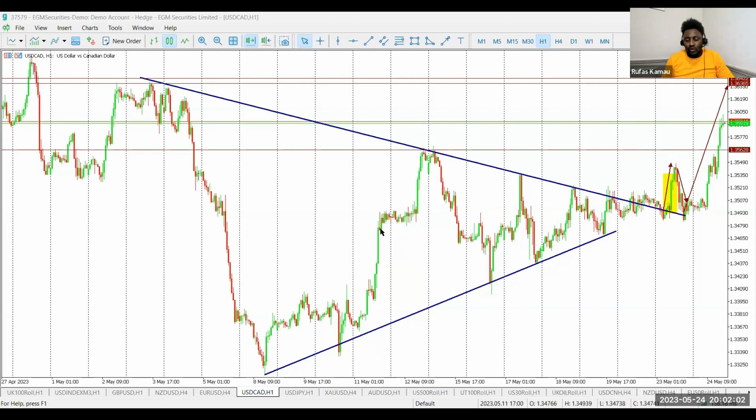So we'll be looking to understand the key technical price action patterns that tend to dominate the gold prices, as well as oil prices. We'll also be looking at a couple of indices, as well as the major currency pairs.